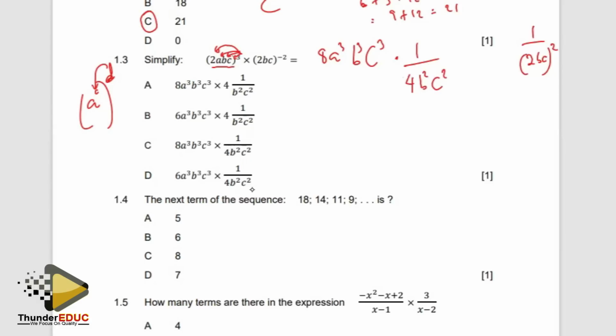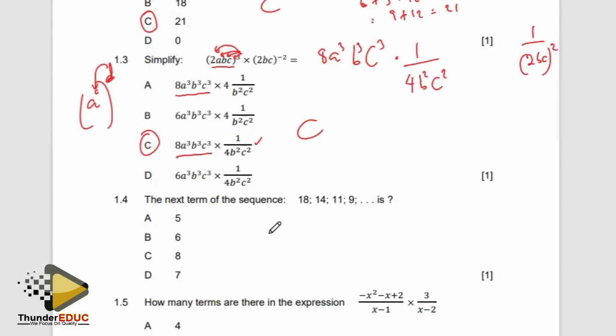Which option has 8a cubed, b cubed, c cubed? We have this, so we have option A and C. Now let's look at the other terms. It's 1 over 4b squared, c squared, which is this option. So it is C again.